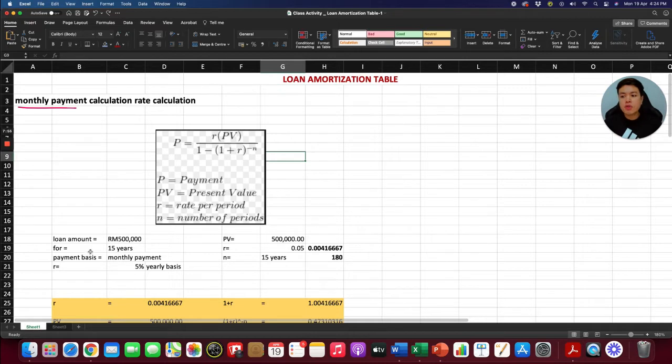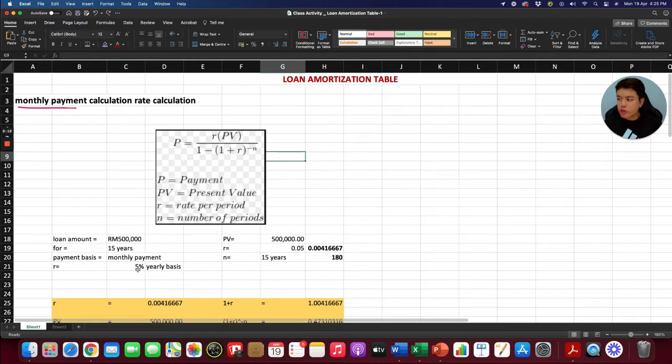So you borrow money from the bank for 15 years. What about the payment basis? Definitely monthly basis. You pay back to the bank on a monthly basis, setiap bulan. Let's say the interest rate R is 5%. This is the rate being charged to you by the bank.